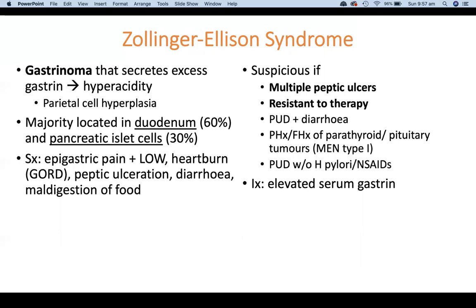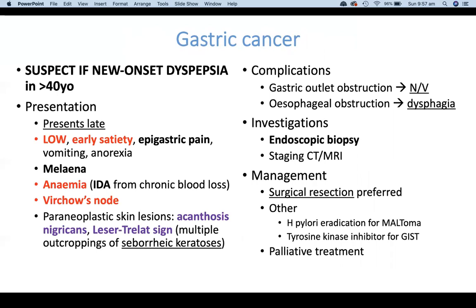Gastric cancer. So if anyone over the age of 40 has a new onset dyspepsia, you want to consider cancer. And the classic features are early satiety. In all the other things that we've gone over so far, none of the other symptoms have really been early satiety. So if they get early satiety, you want to start considering gastric cancer. Obviously loss of weight, and then stuff about the bleeding.